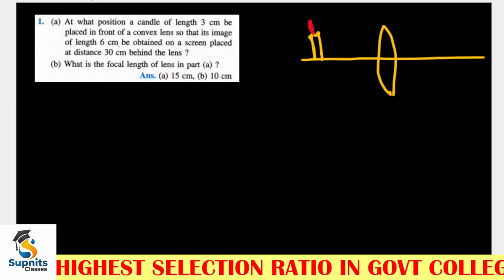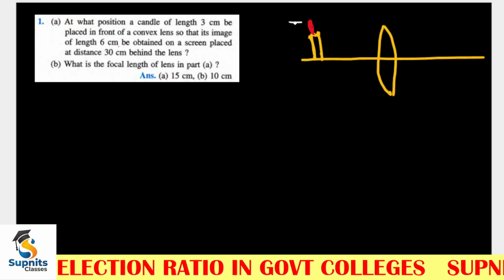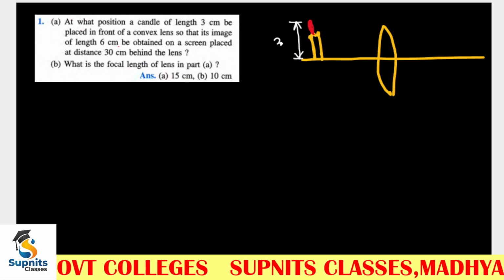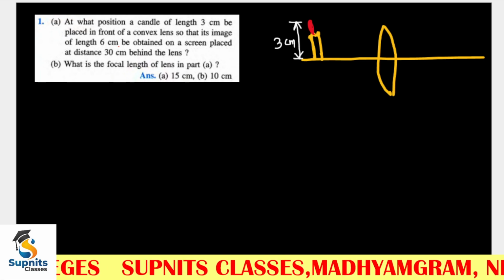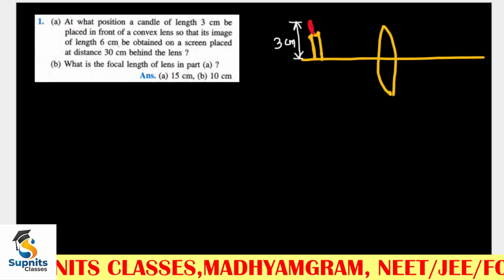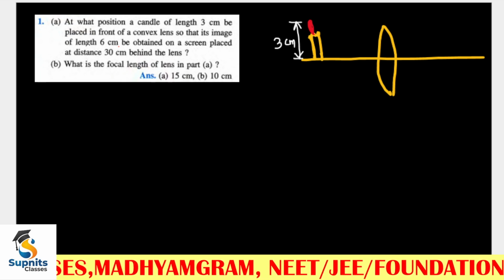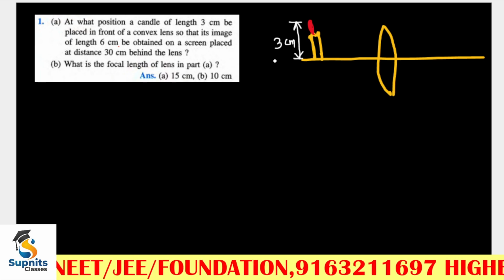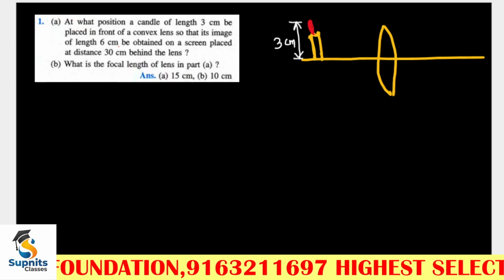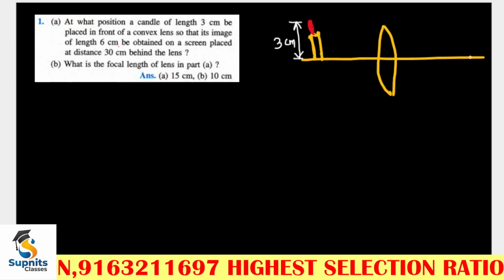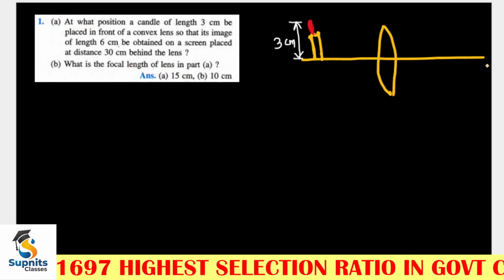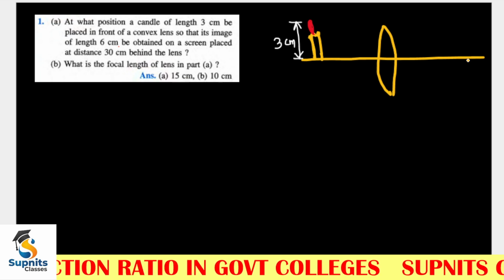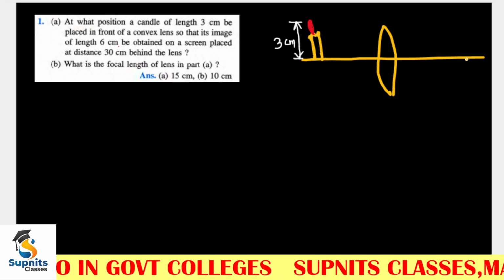Candle length is 3 centimeter. So I'll mark the candle length as 3 centimeter in front of the convex lens. Its image is formed of length 6 centimeter on a screen placed at a distance 30 centimeter behind the lens. So its image is behind the lens, that means image is on the right side. That means it's a real image, and real image is always inverted.